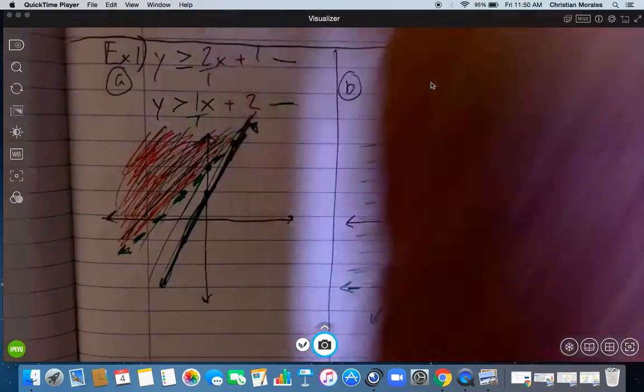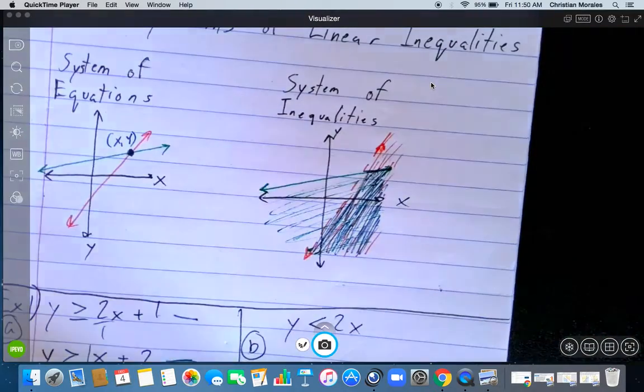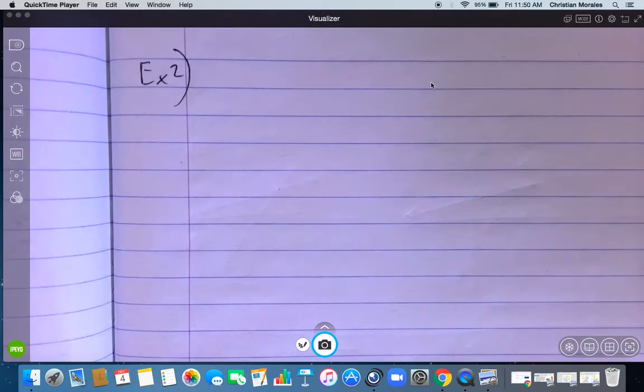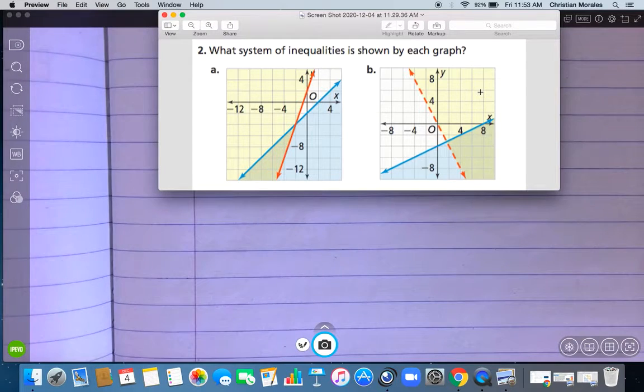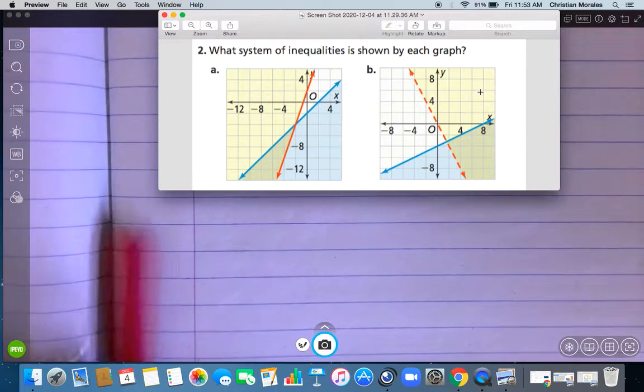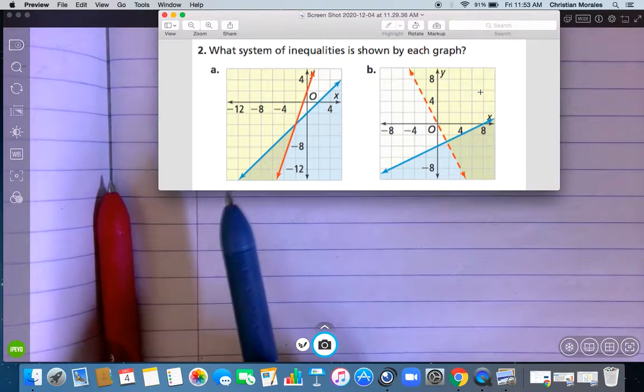So let's go to example 2. Okay, so for example 2, let me show you some graphs. This graph has two lines in red and blue. I'm going to use red and blue to write this. Let's start with the blue one.